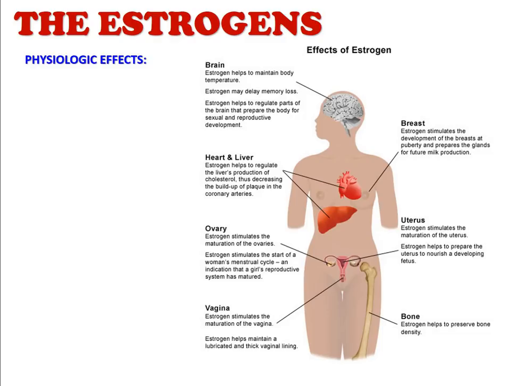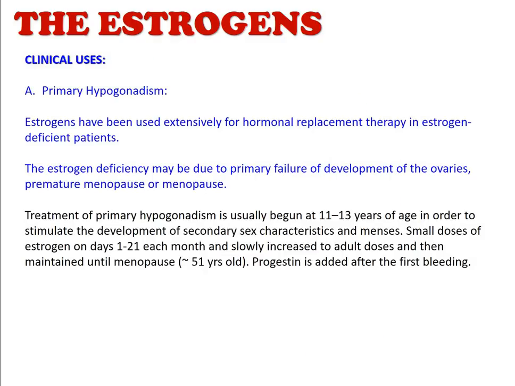So if there's a question about estrogen effects, which of the following is not an effect of estrogen? You say that it stimulates maturation of the uterus, it stimulates development of the breast, it helps to preserve bone, and let's say it decreases maturation of the ovaries, well, that's not true, but this is obvious, right? So make sure that you know what it does, which organs. And these are pretty much full sentences, so make sure that you remember that.